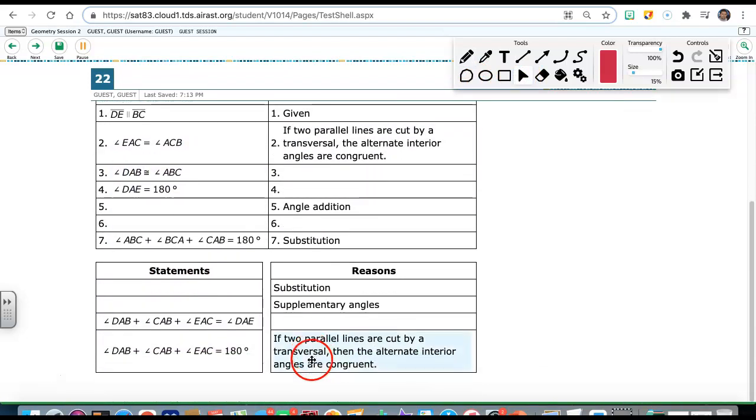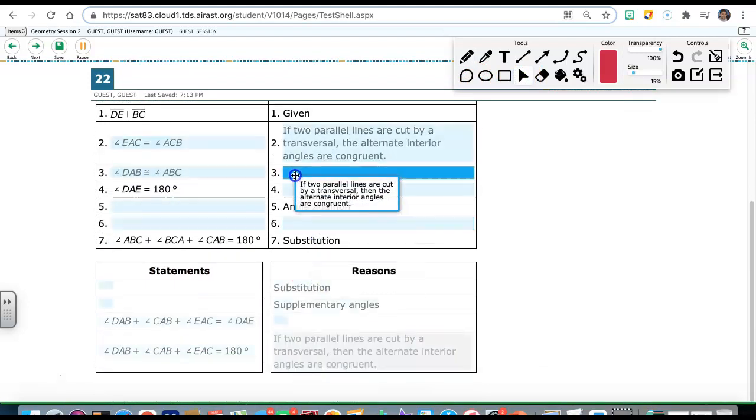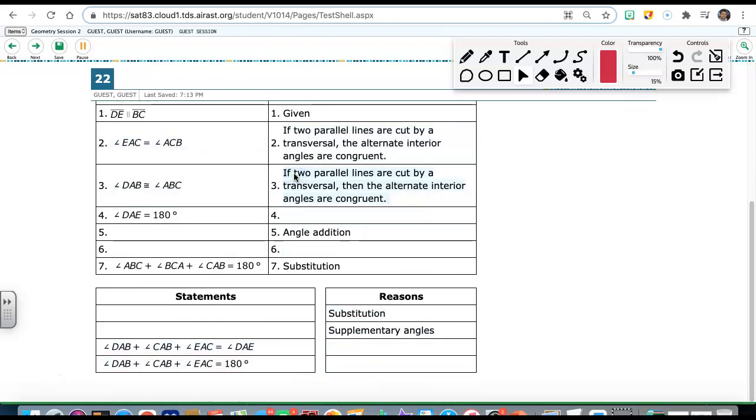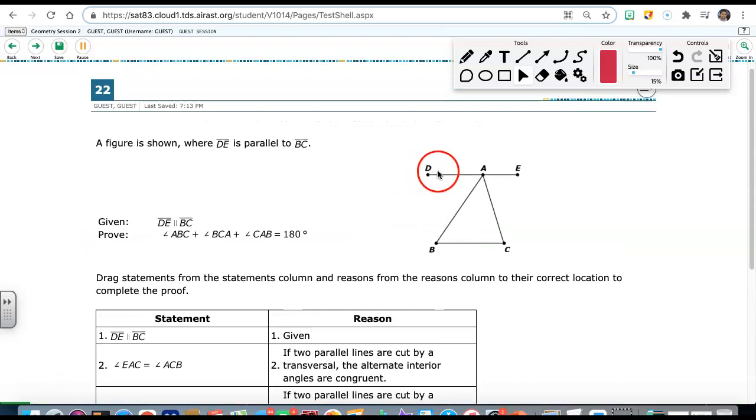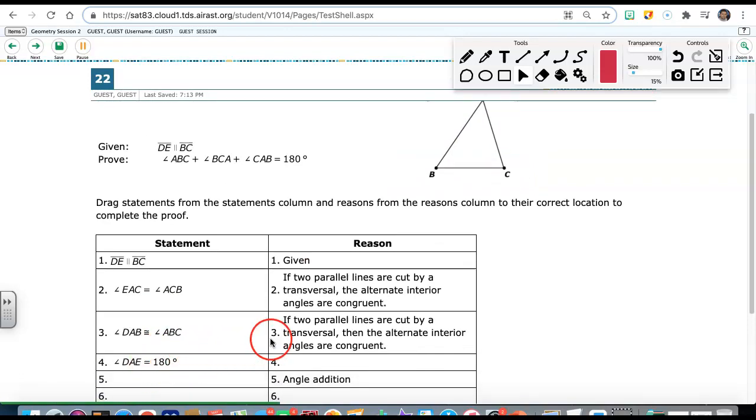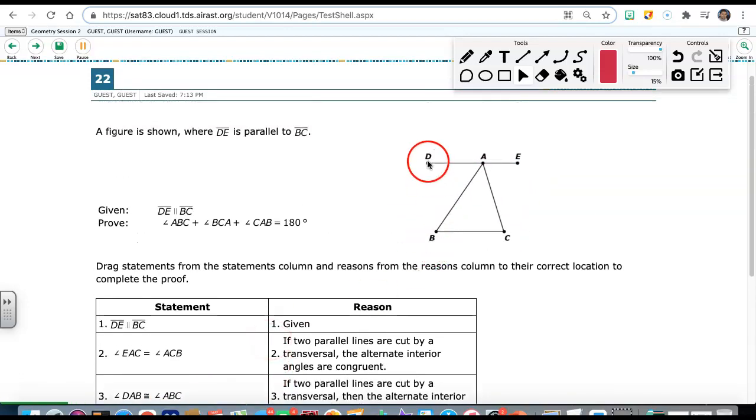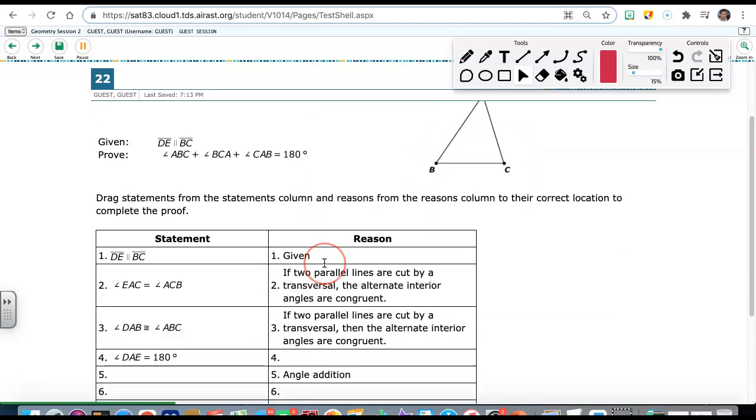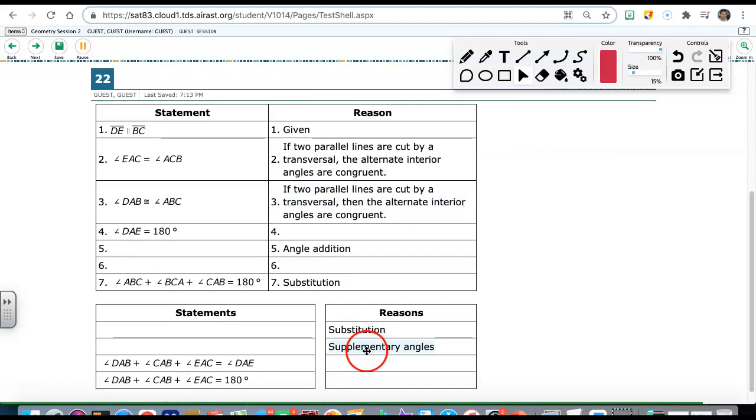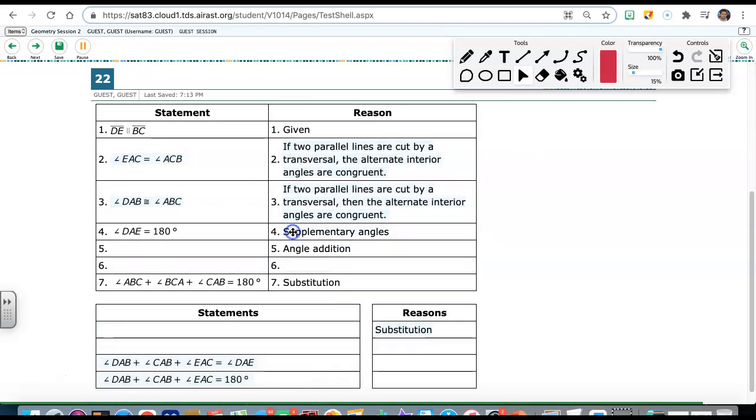Here, and those are alternate interior angles. Here we go. Nice. Next, DAE. The straight line equals 180. Of course, 180. But how do we know that? Because that's supplementary angles. The sum of those three angles equals 180, so that's supplementary. Do we have supplementary? Yes, we do. That's why it equals 180.